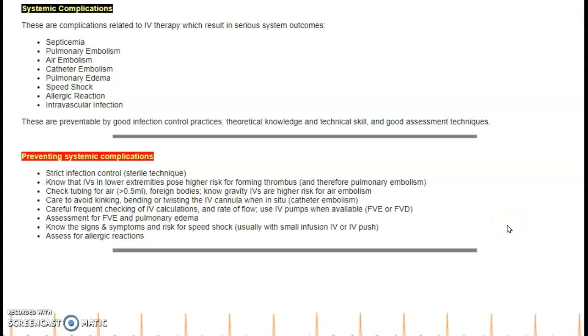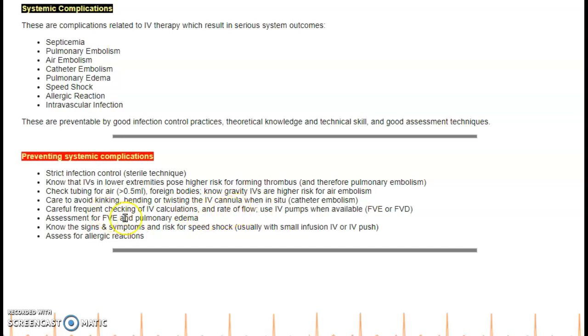Preventing systemic complications is important. That means make sure you're using strict infection control and sterile technique. IVs that are sited in lower extremities, such as the legs, are at high risk for forming blood clots. When you're administering your IV, make sure that there is no air or foreign bodies in the IV. Check for kinking or bending in the IV site. And make sure you check your IV calculations and flow rate for appropriate speed.